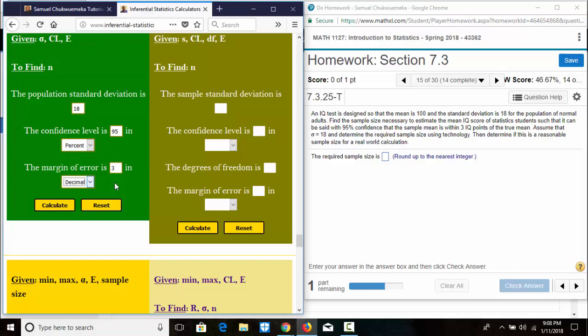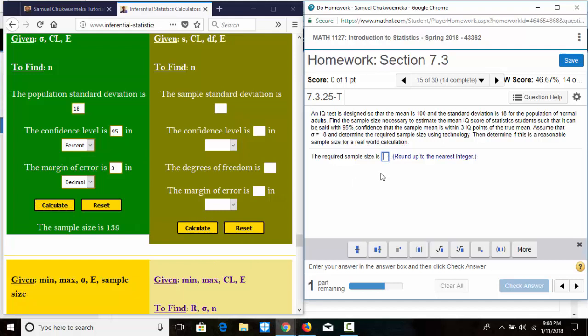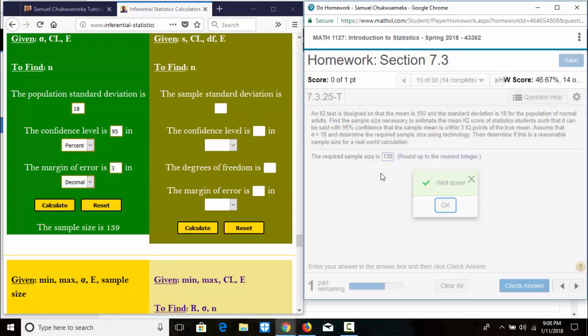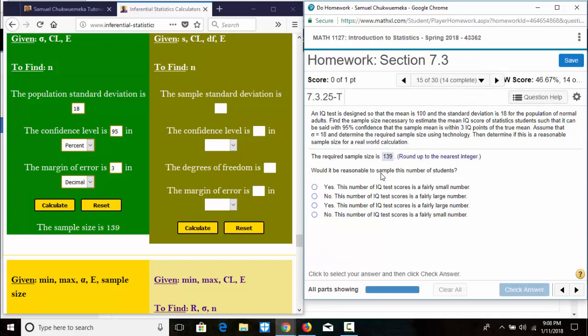In some cases, if they say 3%, you use percent, but in this case, 3 IQ points means like 3.00. So you put 3 and select decimal. Calculate. The sample size is 139. Would it be reasonable to sample this number of students? Yes, this number of IQ test scores is a fairly small number.